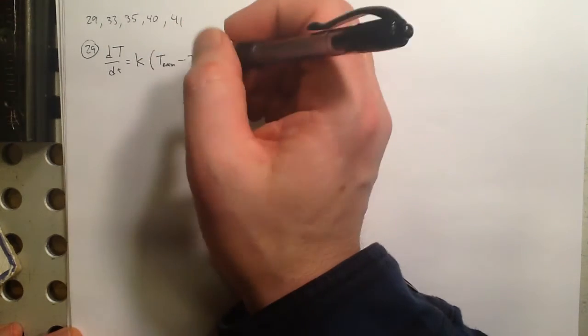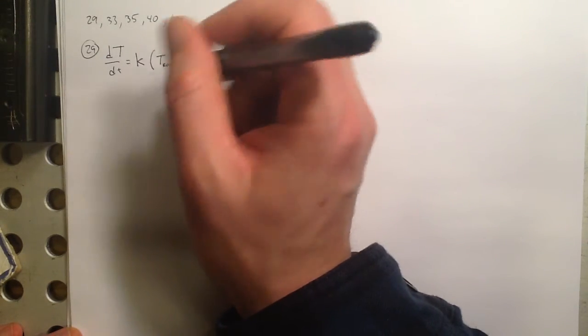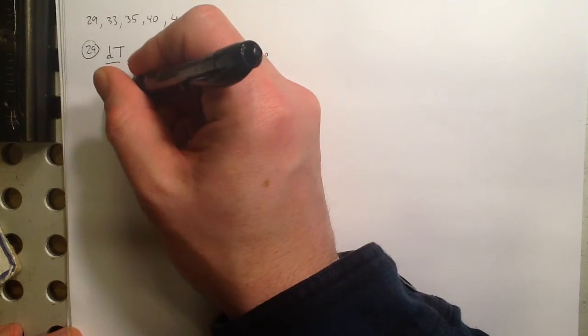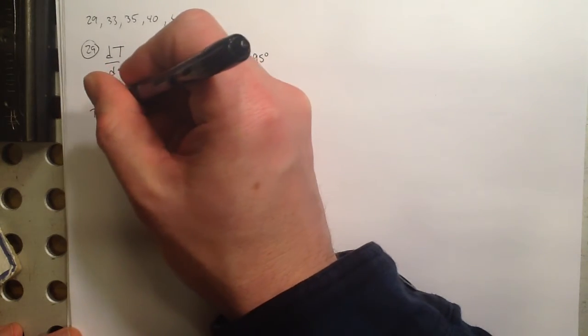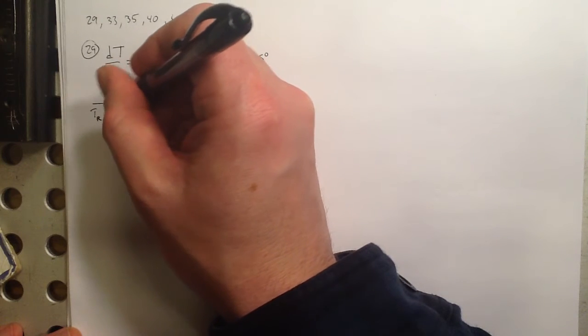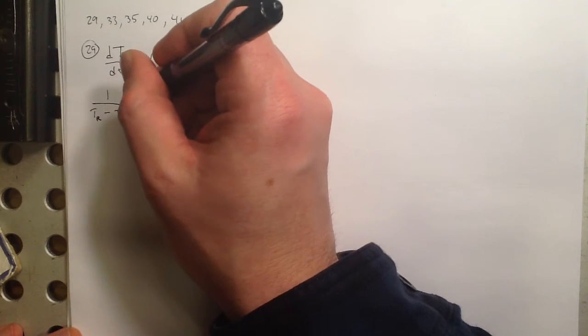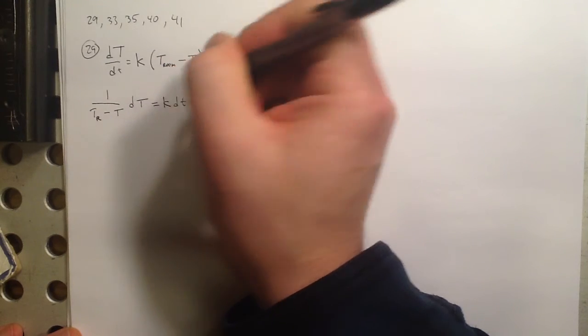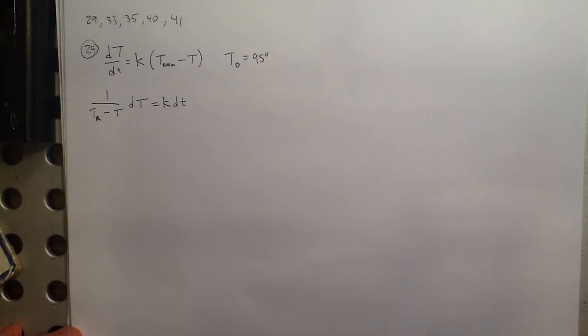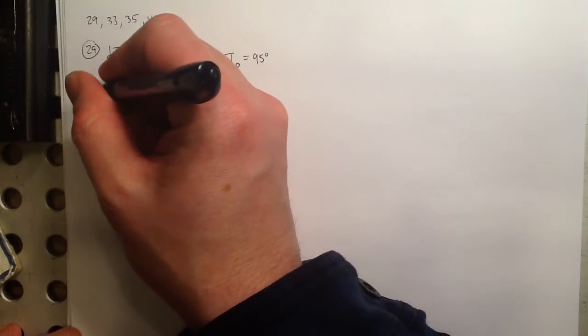We need to separate our variables. I'm going to divide this whole thing over to this side. So 1 over the temperature of the room, I'm just going to call that T room, minus T, dT is equal to K dt. We integrate.